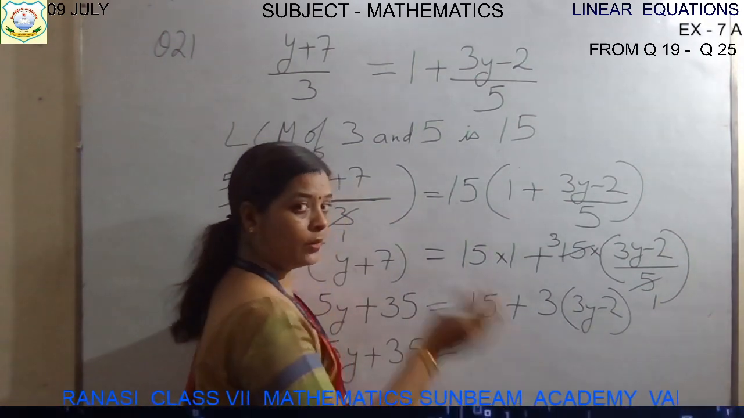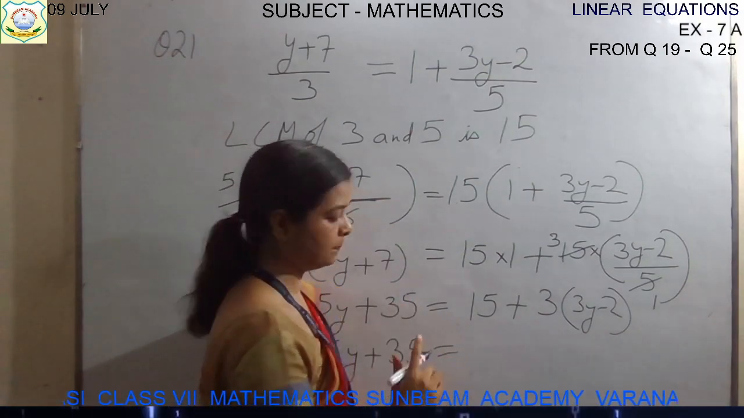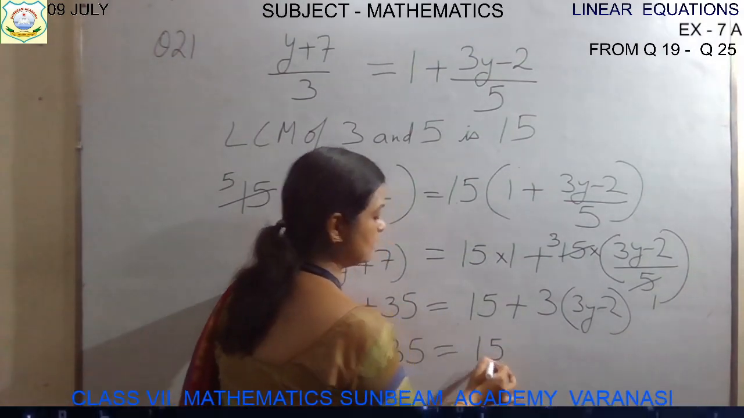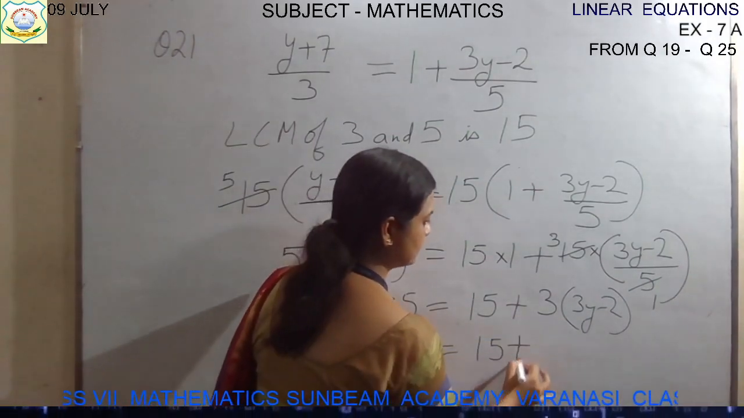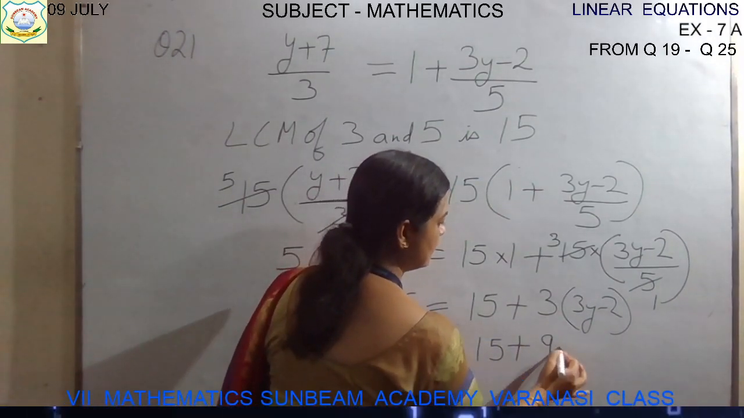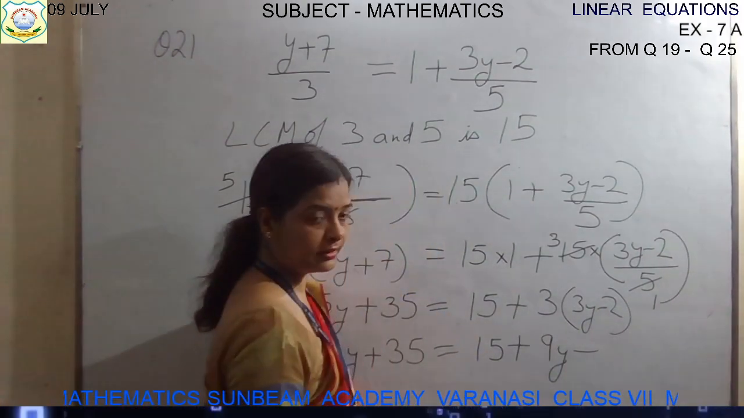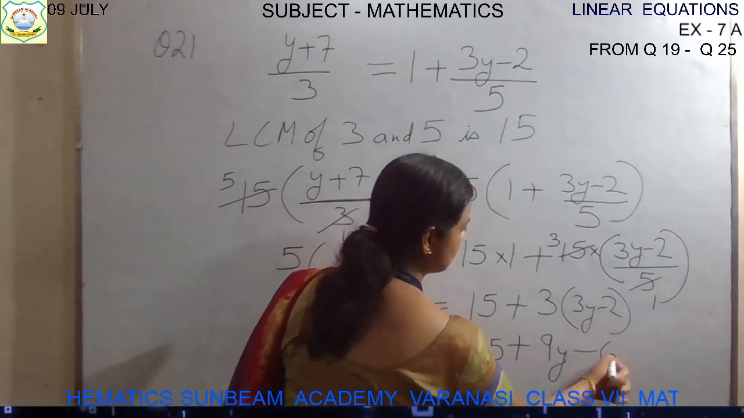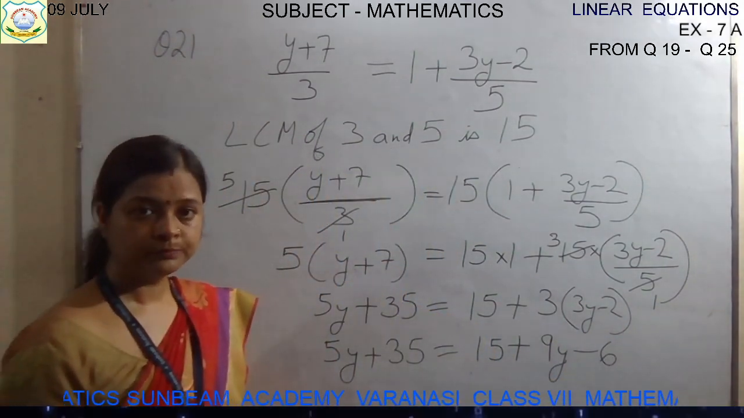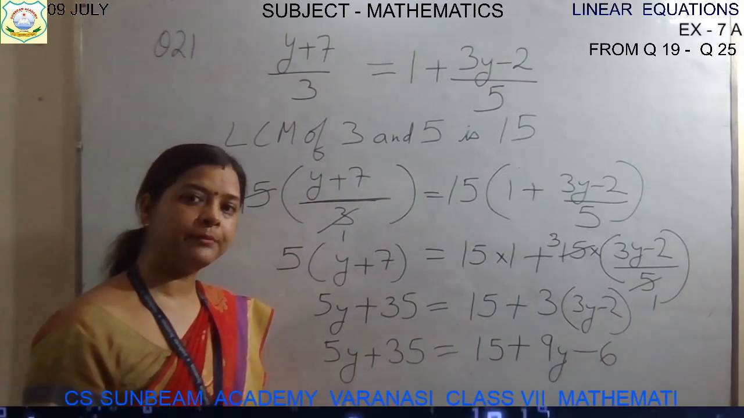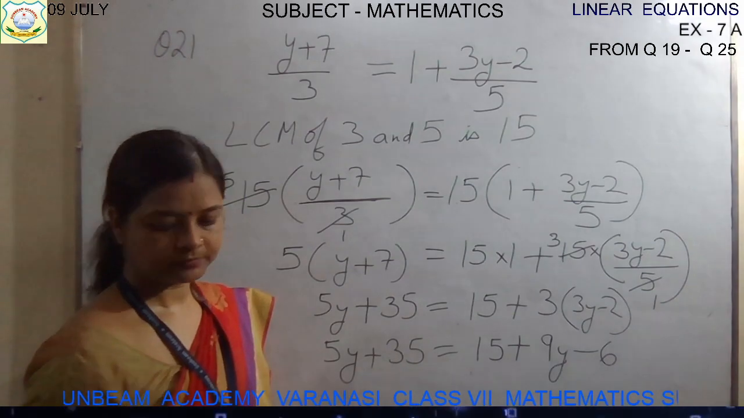When you go into senior class, then you can do it, because there you have to save time and you will be expert by that point. 15 plus 3 into 3, 3 threes are 9y, plus minus minus, signs were different, 3 twos are 6. So this is left. Now we still have to separate the variable on one side and the constant on the other side.